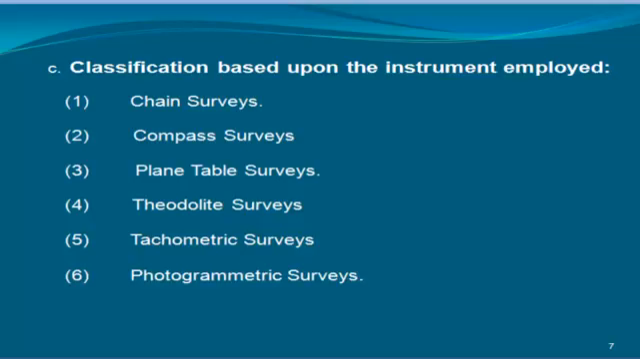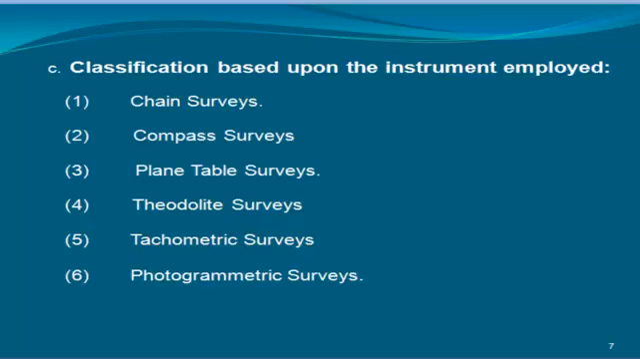The fourth one is theodolite surveying. A theodolite is a very precise instrument used for measuring both horizontal and vertical angles. Next is tachometric surveys. These surveys are conducted for determining topographical details. And last in this topic is photogrammetric surveys, or photogrammetry, conducted for the topographical mapping of a vast area.